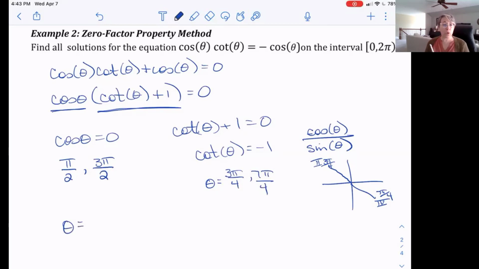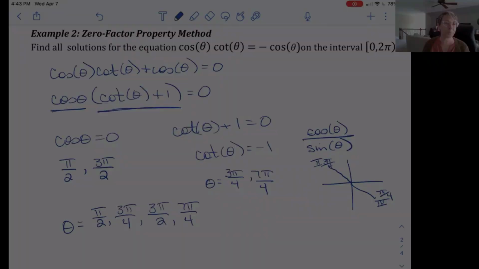So we have 4 possible angles. If we were to put them in order: pi over 2, 3 pi over 4, 3 pi over 2, and 7 pi over 4. So I know your homework can be a little tricky, so pay attention if they ask you to put them from smallest to largest or round to 4 decimal places. We always want to be careful.